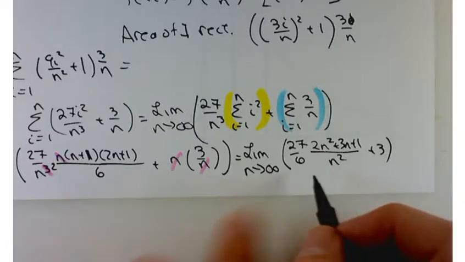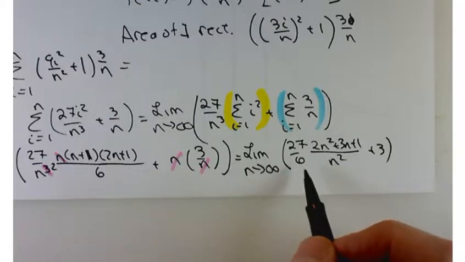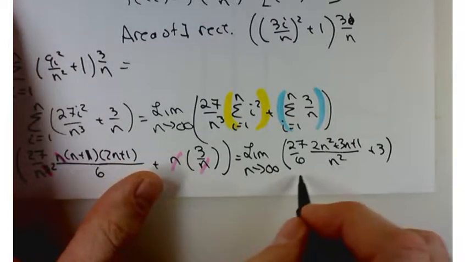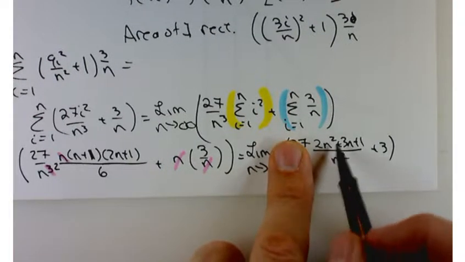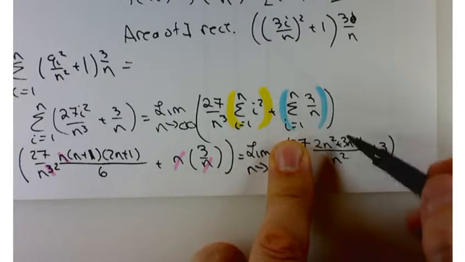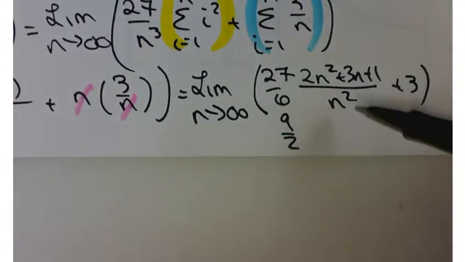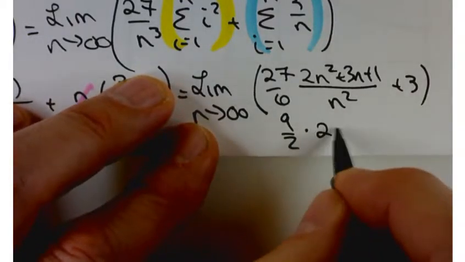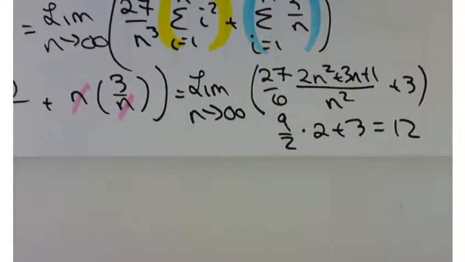Let's see what we get here. First of all, the 27 over 6 reduces to what? 9 halves. 9 halves. What's the limit as n approaches infinity of that rational expression? 2. So 9 halves times 2 plus 3 equals 12.